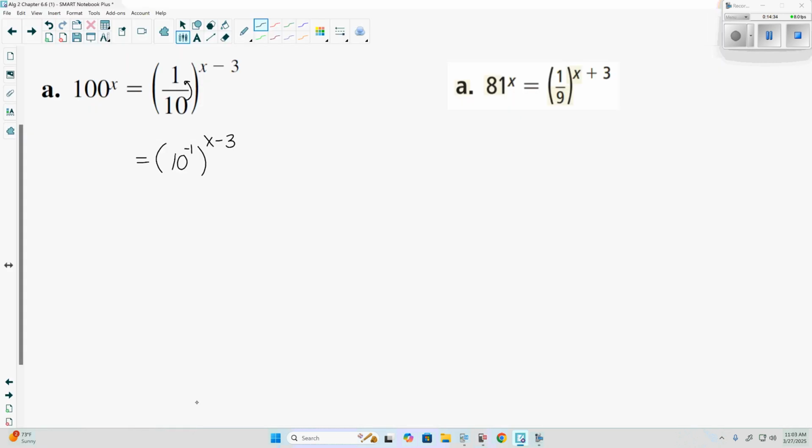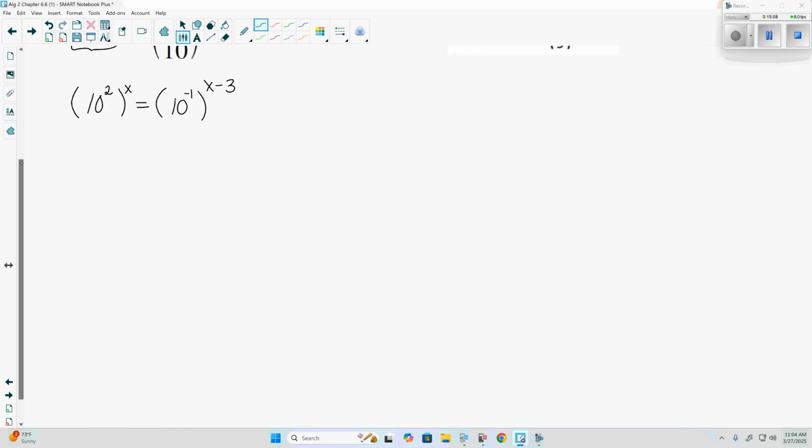So we're able to do this switch, which is going to give us a base of 10 on the right-hand side. Now, is there a way that we can change 100 to be a base of 10, or 10 to a power? 10 to what power is 100? Because 10 squared, 10 times 10, is 100. Now are the bases the same? Yes, and that's what we wanted, because it makes it nicer when the bases are the same.